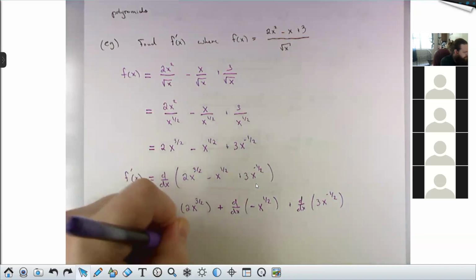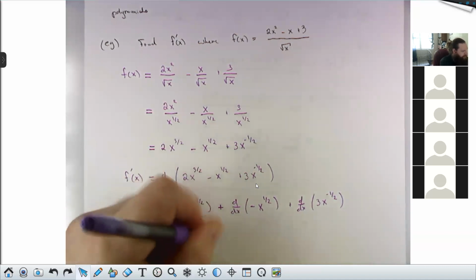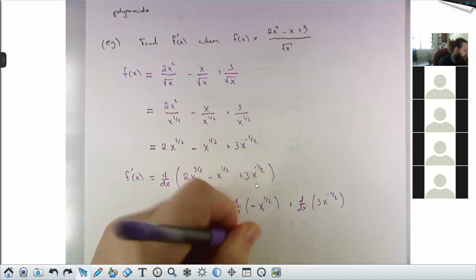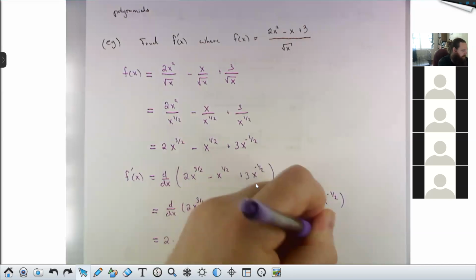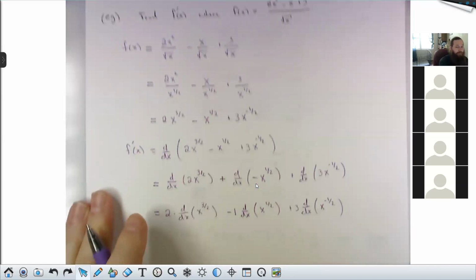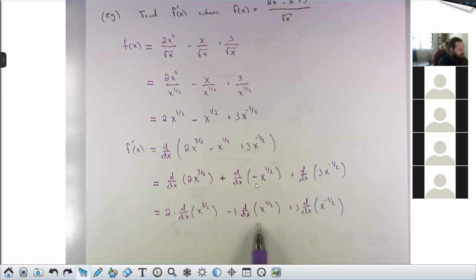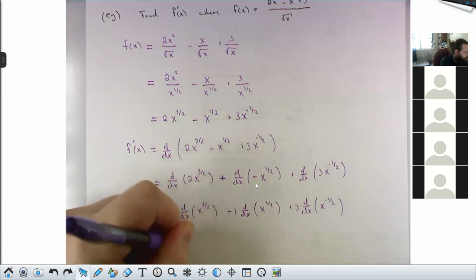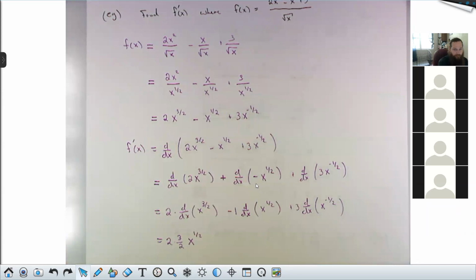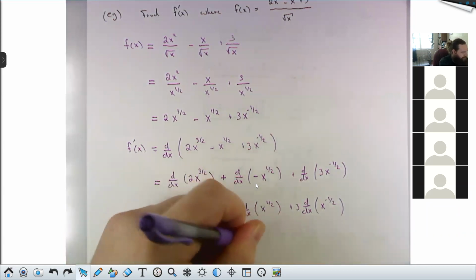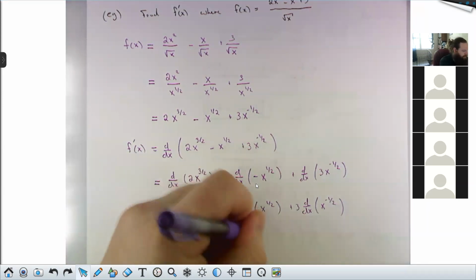So this is 2 times d dx of x to the 3/2 minus 1 times d dx of x to the 1/2, and then plus 3 times d dx of x to the negative 1/2. And now each of these things is something we know how to calculate using the power rule. This 2 comes along for the ride. The derivative of x to the 3/2 by the power rule is 3/2 times x to the 3/2 minus 1. 3/2 minus 1 is 3/2 minus 2/2 is 1/2. This minus 1 comes along for the ride, and the derivative of x to the 1/2 is 1/2 x to the 1/2 minus 1. That's 1/2 minus 2/2 is negative 1/2.